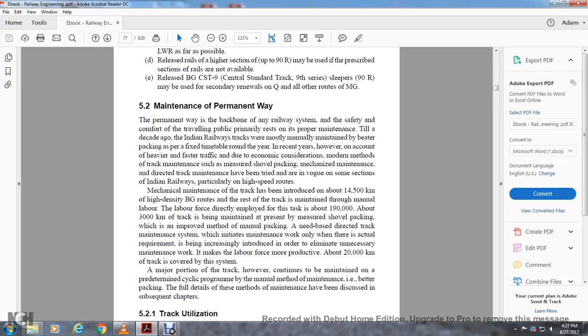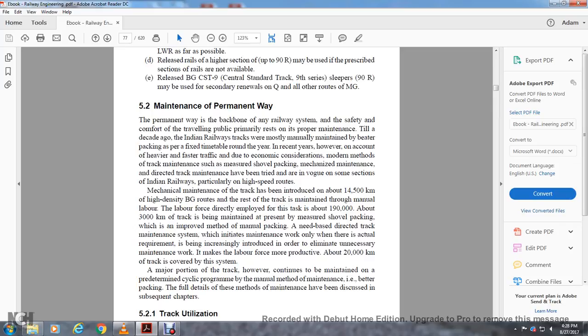Mechanized maintenance has been introduced on about 14,500 kilometers of high-density broad gauge routes. The rest of the track is maintained through manual labor. The labor force directly employed on the task is about 190,000. About 3,000 kilometers of track is maintained by measured shovel packing to improve on manual packing. Need-based directed track maintenance, which initiates maintenance work according to actual requirement, is being increasingly introduced in order to eliminate unnecessary maintenance work and make the labor force more productive. About 20,000 kilometers of track is covered by this system.